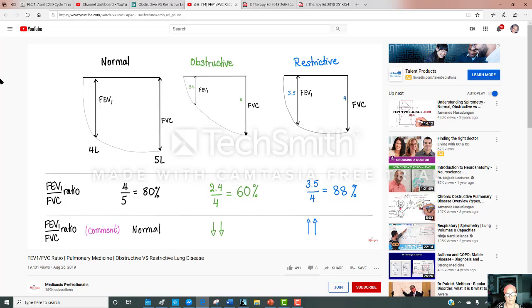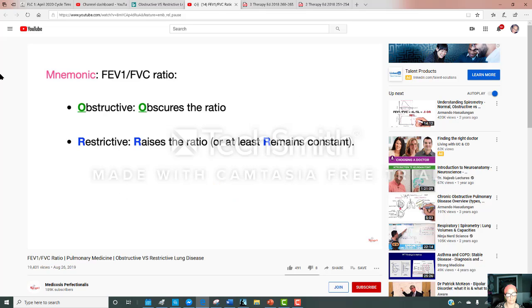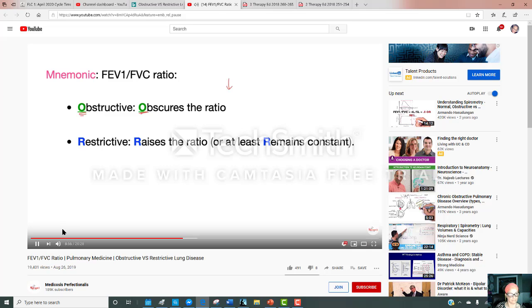Can you comment? Yes, in normal people, the FEV1 FVC ratio is normal. In obstructive lung disease, it's decreased. In restrictive lung disease, it's increased, or it could be normal. If you really don't want to think, here is a very great mnemonic. Obstructive lung disease obscures the ratio, decreases. Restrictive lung disease raises the ratio, or at least remains constant.